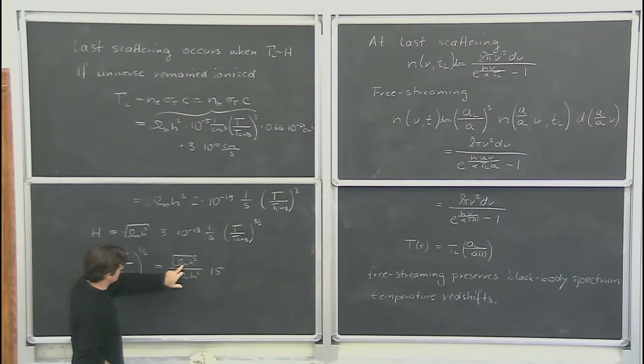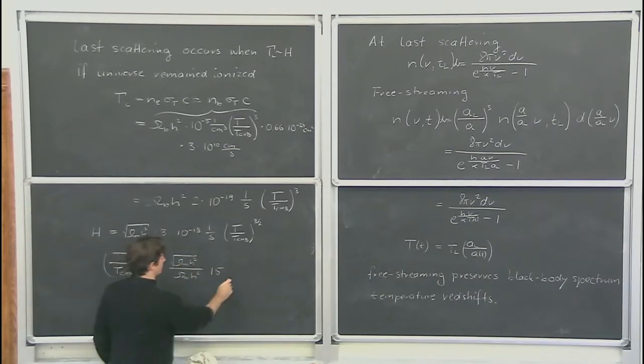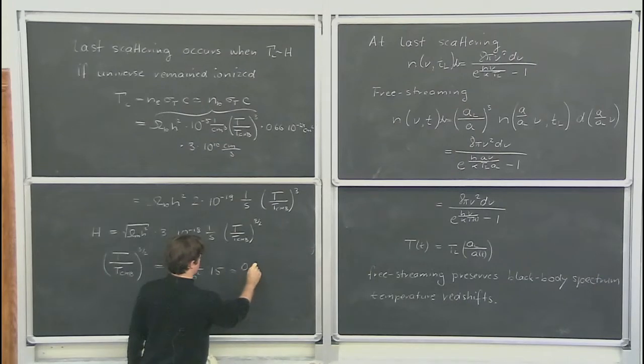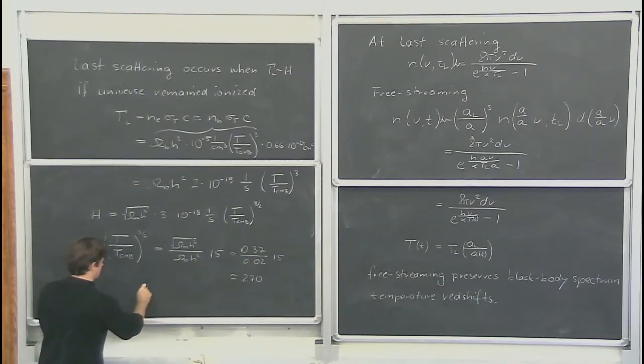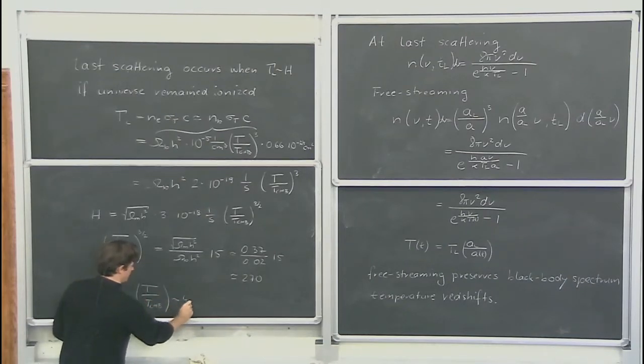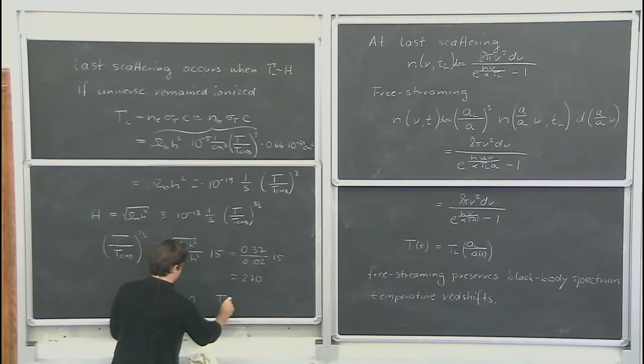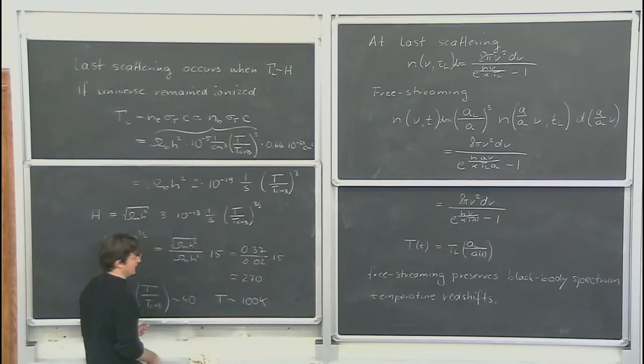Okay, and so if we plug in these numbers, these again we know from experiments, this omega matter h squared is 0.14, so this is something like 0.37. Omega b h squared is around 0.02 times 15, so this whole thing is around 270. So if you take it to the 2/3 power, you find that T over T CMB in this case would be around 40, or that this would occur at a temperature of around, let's call it 100 Kelvin or 120 Kelvin.